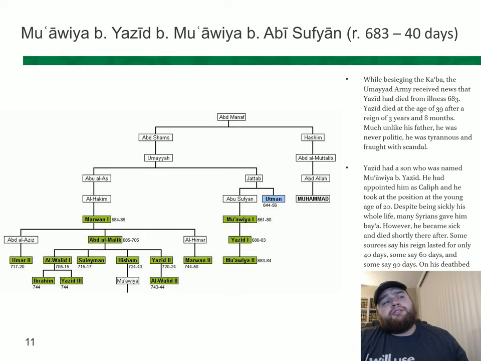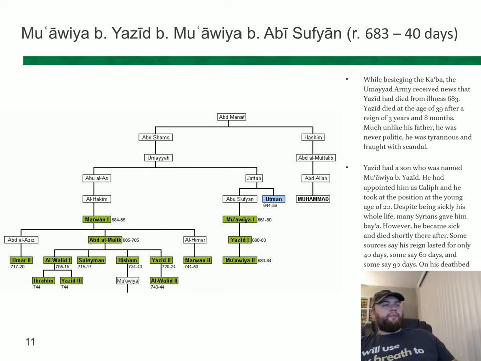And so on his deathbed, he refused to select or appoint a successor, and he made his courtiers leave him, and he died alone, which ended the Sufyanid branch of the Umayyads.